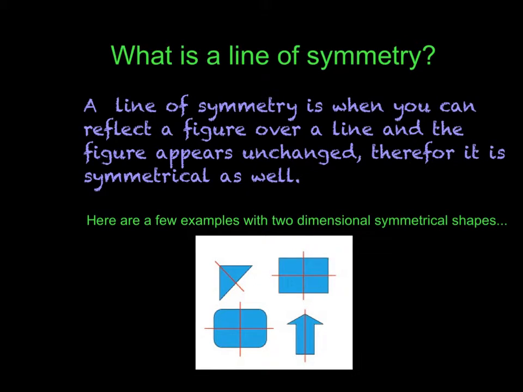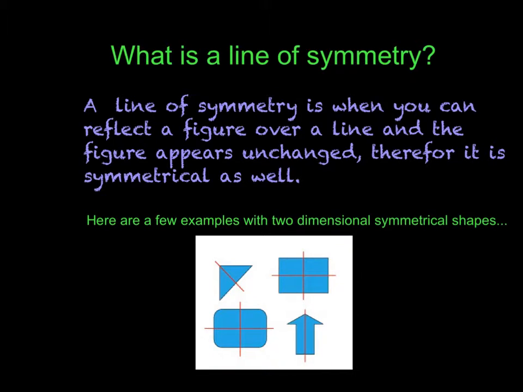Now what exactly is a line of symmetry? A line of symmetry is when you can reflect a figure over a line and the figure appears unchanged. Therefore, it is symmetrical as well. Here are a few examples with two-dimensional symmetrical shapes.